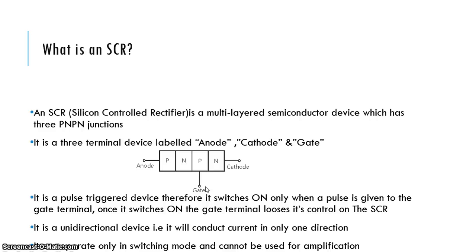It is a pulse trigger device, therefore it switches on only when a pulse is given to the gate terminal, and once it switches on, the gate terminal loses its control on the SCR. It is a unidirectional device, that is, it will conduct current only in one direction, and it can operate only in switching mode and cannot be used for amplification.